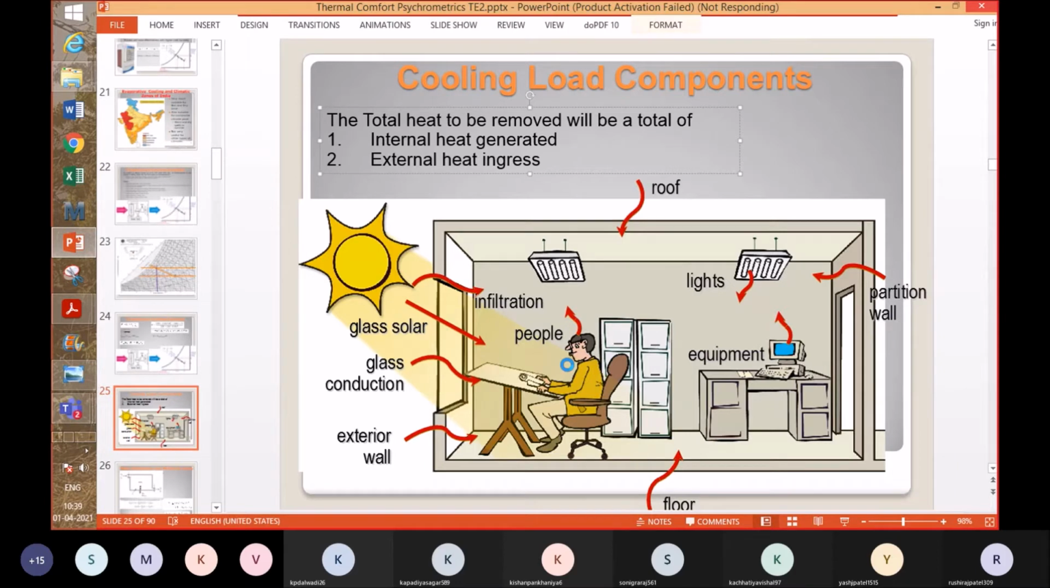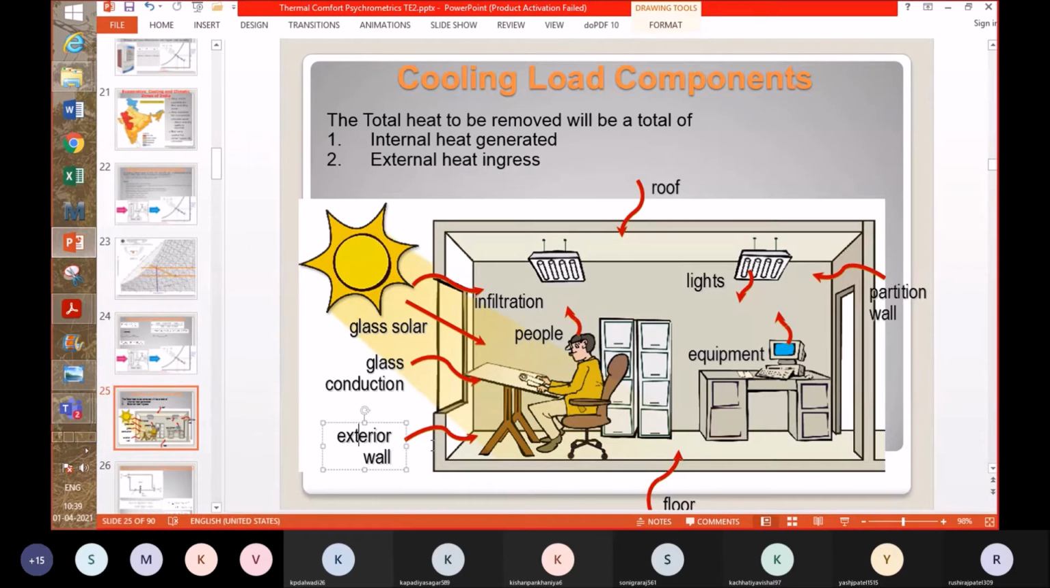Of course, this will not be the complete list of all different ways in which the heat is added into the space, but still it covers most of them, or the most important ones. Once you keep your room or conditioned space at a temperature lower than the surrounding temperature, the heat will try to come from outside, because there is potential for heat transfer. So you can see here the exterior wall.